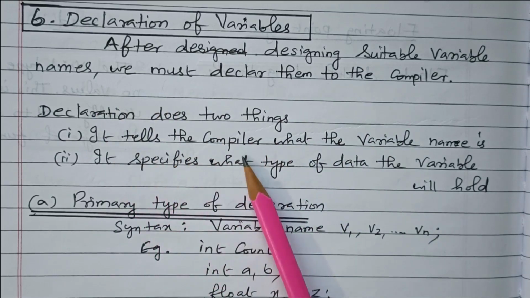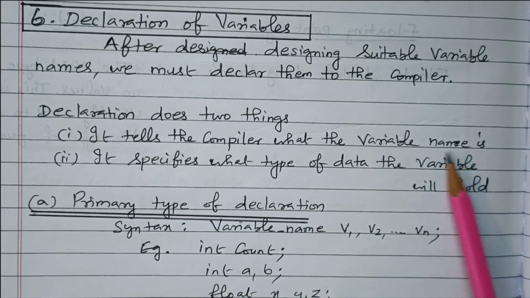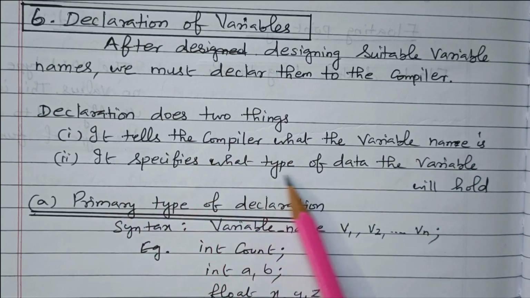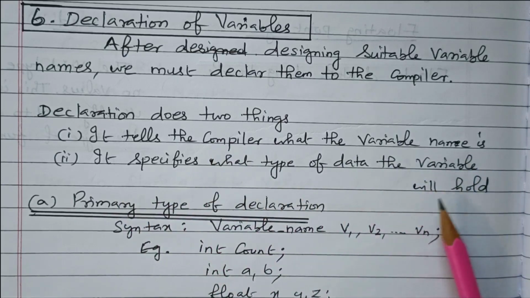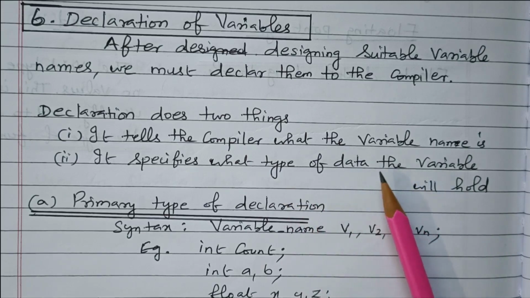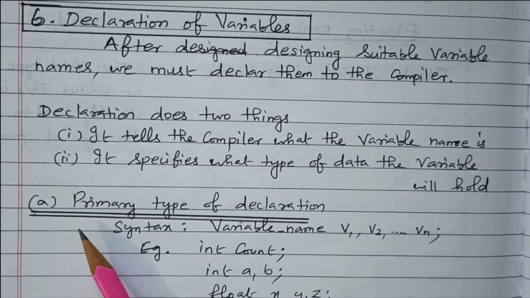It tells the compiler what the variable name is, so it will give the variable name detail to the compiler. It specifies what type of data the variable will hold. So while declaring the variable, the compiler gets two things: one is the variable name, and the other is what type of data is going to be stored in the variable, right? There are five types available. First we will see the primary type declaration.